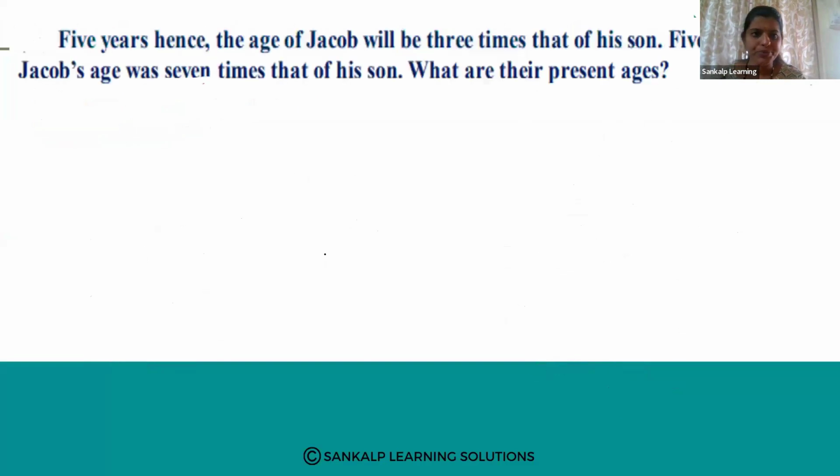Okay. Next. 5 years hence, the age of Jacob will be 3 times that of son. 5 years ago, Jacob's age was 7 times that of his son. What are their present ages? So, here also we will do it in 2 parts. First, 5 years hence means 5 years after, from now onwards, right?